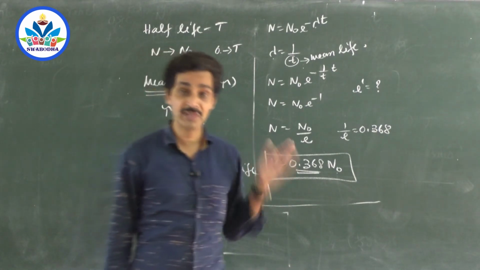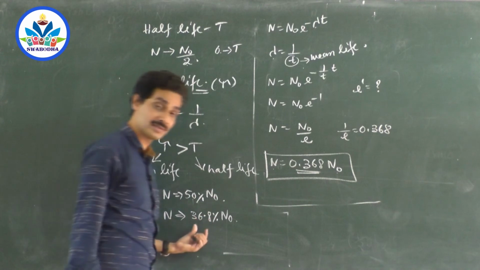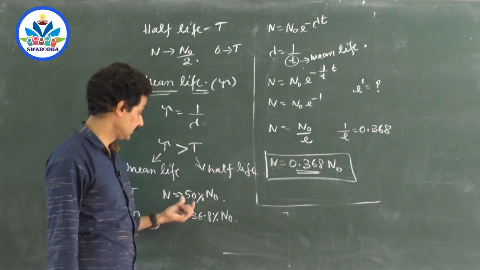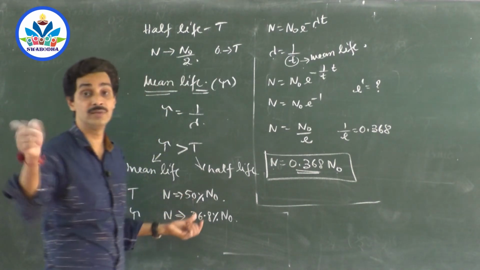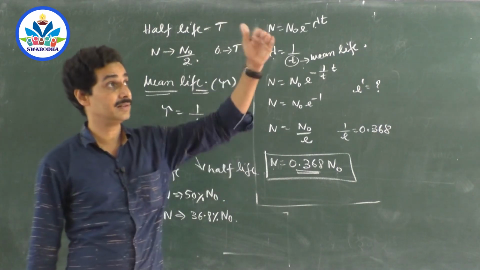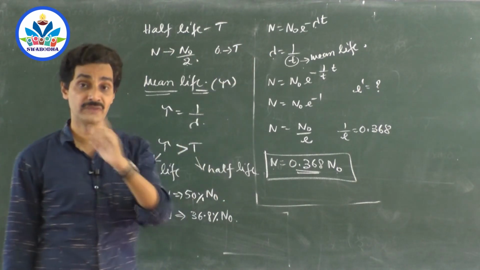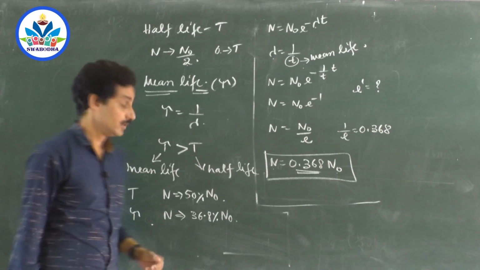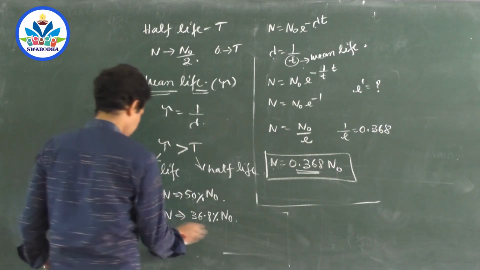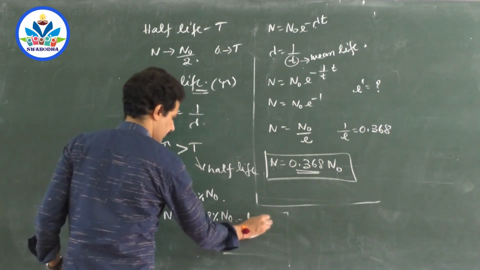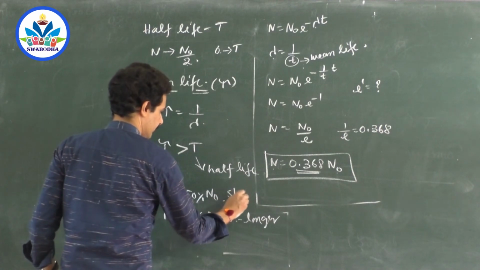These are all decays, they are not growth. When you start from 0, you get 36.8% very quickly, but you get 50% later. But when you decay, when you start from 100 and it decreases, you get first 50%, then 36.8%. So this is a longer life, right? This is the longer life and this is the shorter life.